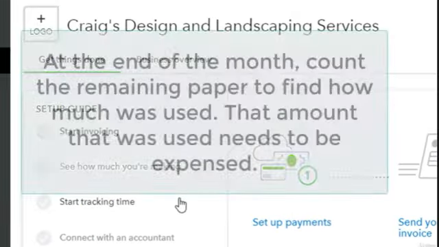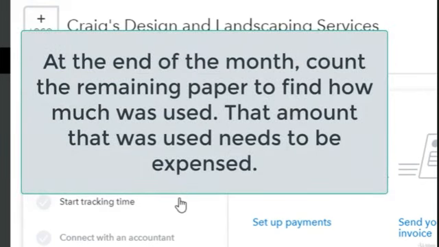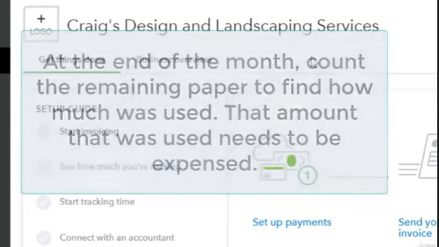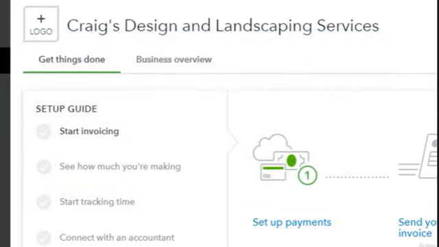Now at the end of the month, we see that we used $20 worth of paper. So we used up $20 worth of paper, so that's going to be our expense. The $100 that we paid for the paper before was going into the assets. It wasn't an expense yet, but we used up some paper, so that's when it becomes an expense. So what we'll do is we'll use a journal entry.